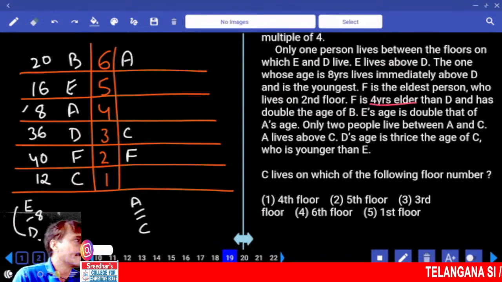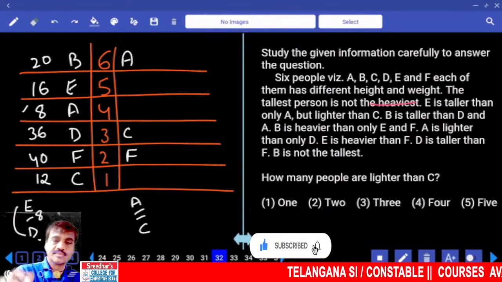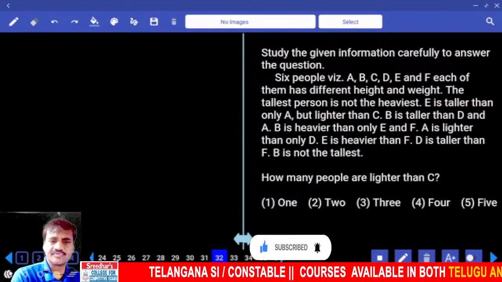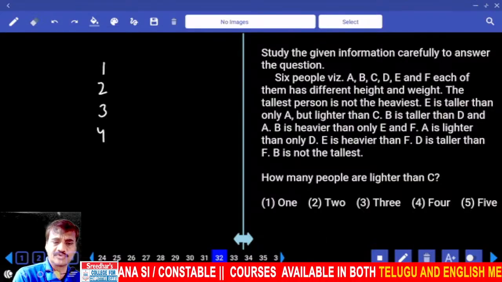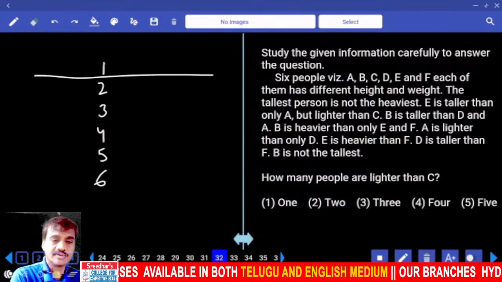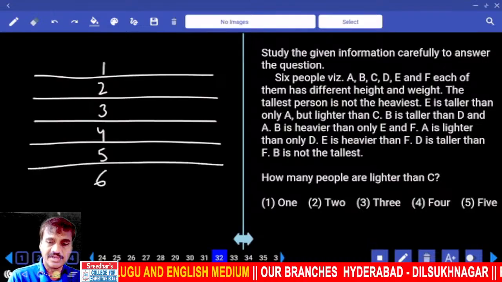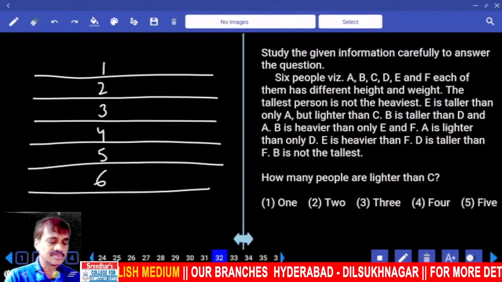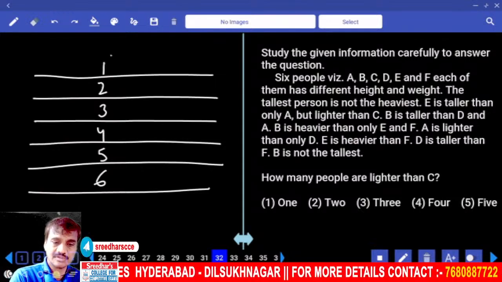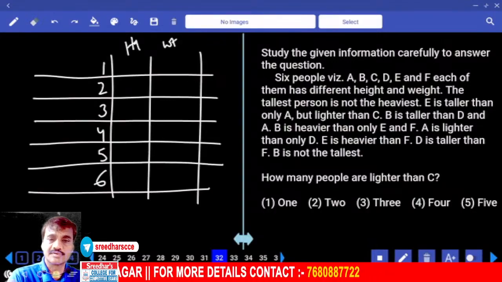Next, questions 32 to 36. Now there are 6 people, and they are of different weight and different height. Two parameters are given: one is height, the other one is weight. As height and weight were given here, the first priority let us take as height, the second is weight.